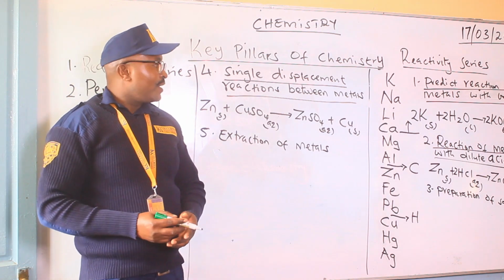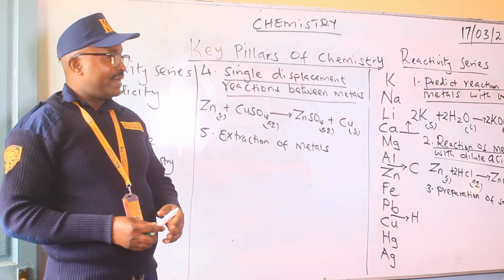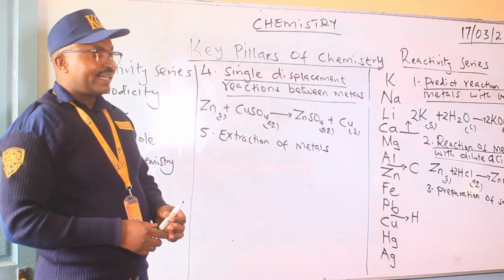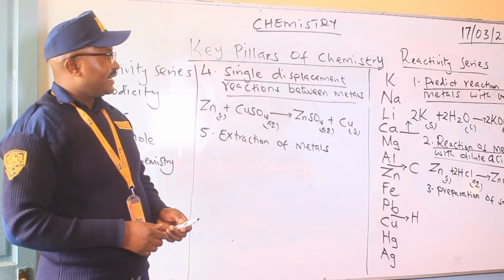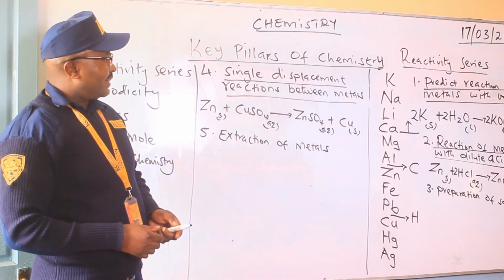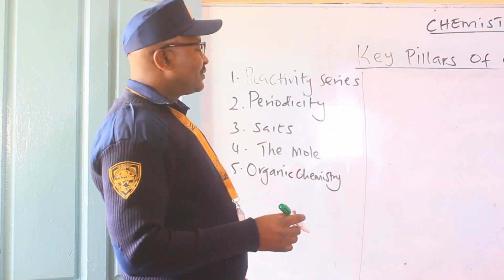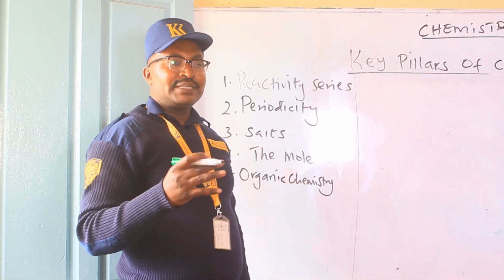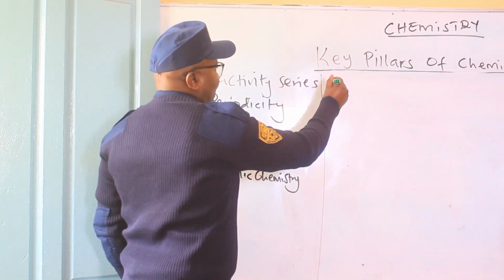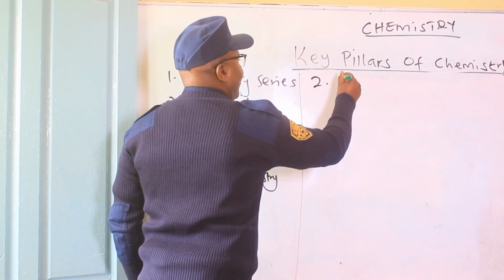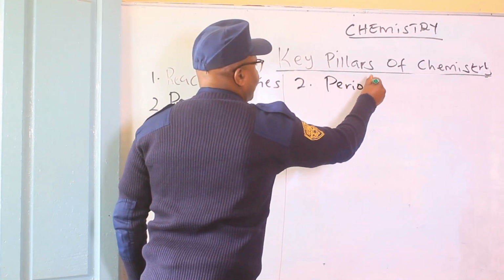Therefore, my viewers, those are some of the benefits of understanding the chemistry of reactivity series among other benefits. Now, let us look at the second key pillar of chemistry, and that is the chemistry of periodicity.